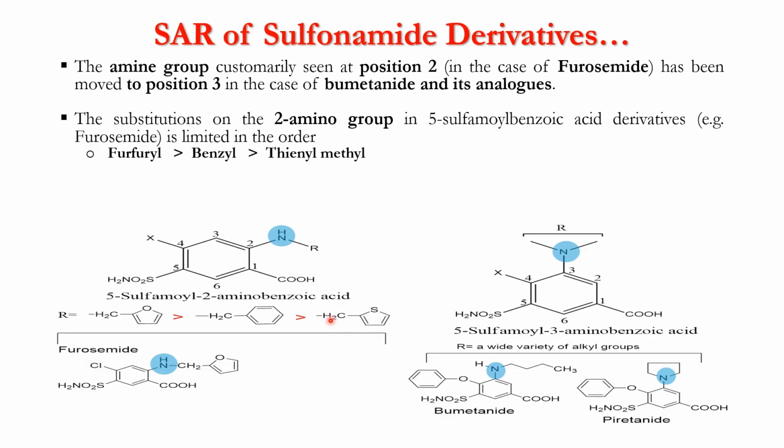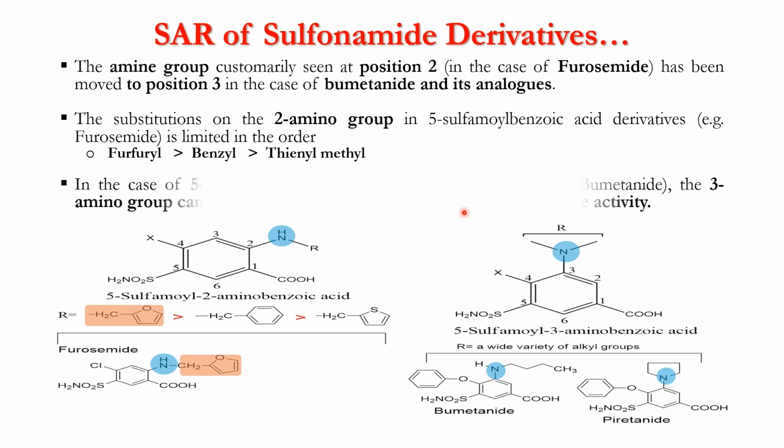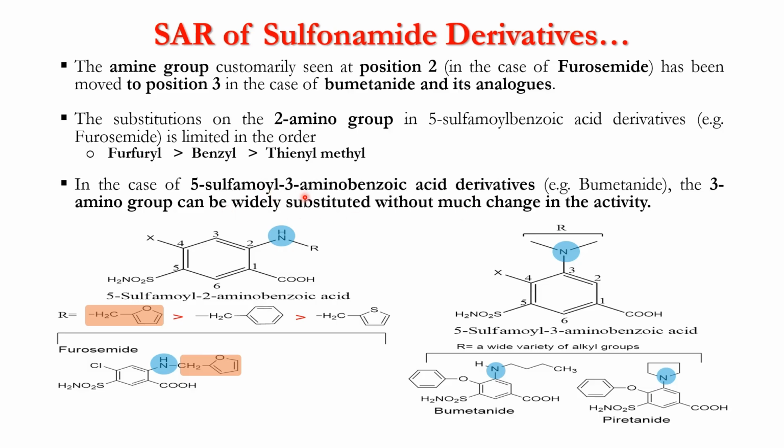This is the maximum moiety that should be used to replace the amine substituents in the case of 5-sulfonyl 2-aminobenzoic acid derivatives. But in the case of the 5-sulfonyl 3-aminobenzoic acid derivatives, that is the case of the bumetanide series, the 3-amino group can be substituted by a lot of molecules without much change in the activity.